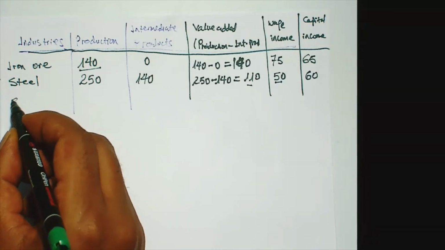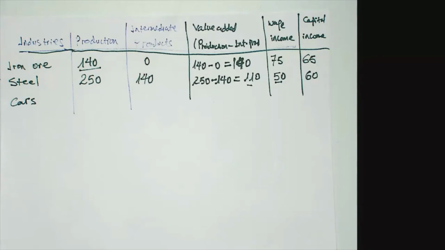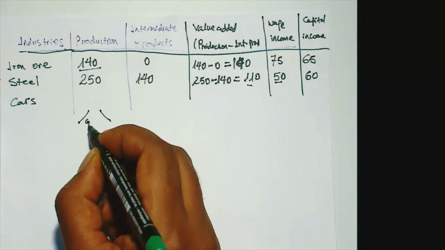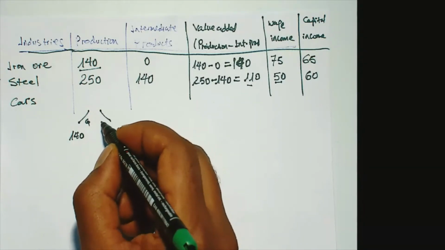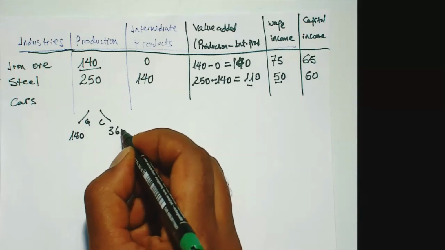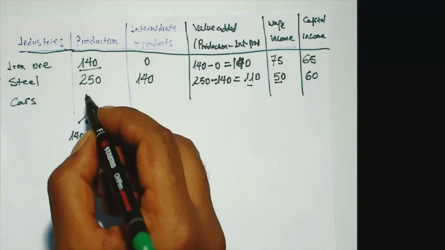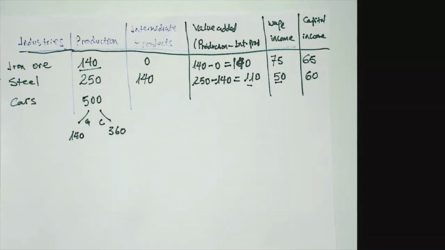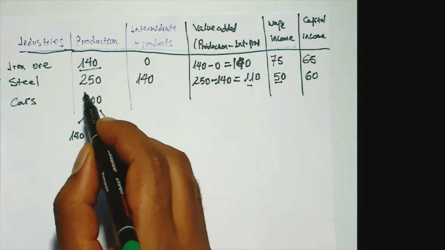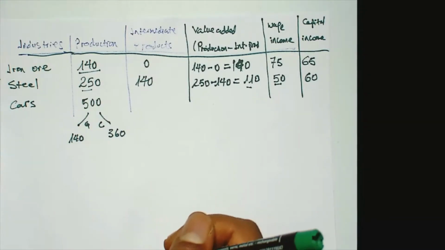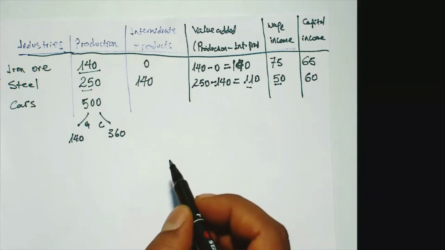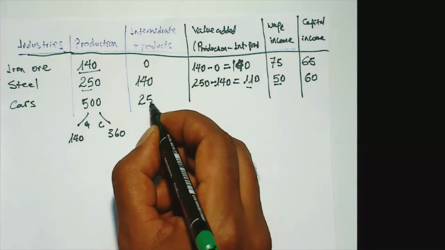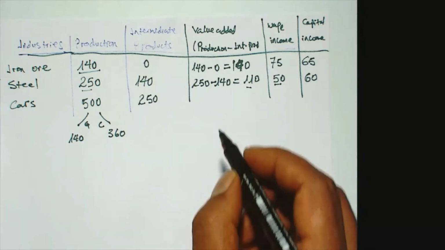The final industry is cars industry, and we have seen here that cars are sold to the government for 140 euros and to the consumers for 360 euros. When we add these two together, it would give us 500 euros, which is the total production in the cars industry. We have seen here in the steel industry that they produce 250 euros worth steel, and they shipped that to the cars industry, which should be considered as an intermediate product for our cars industry.